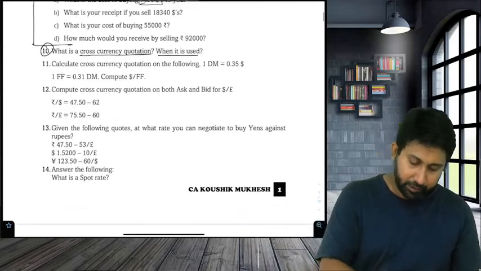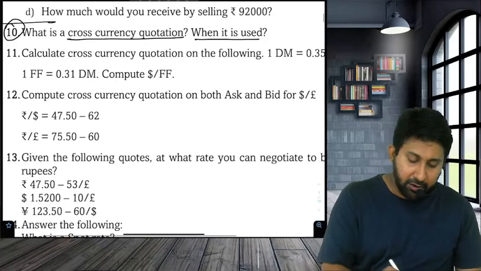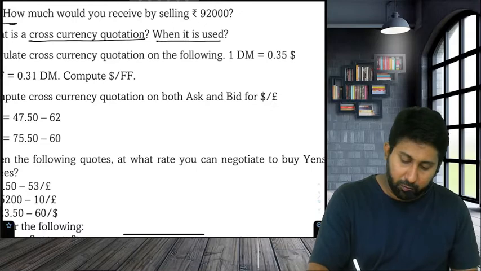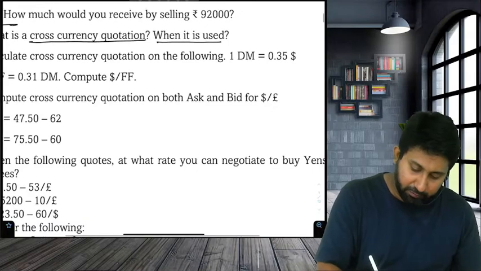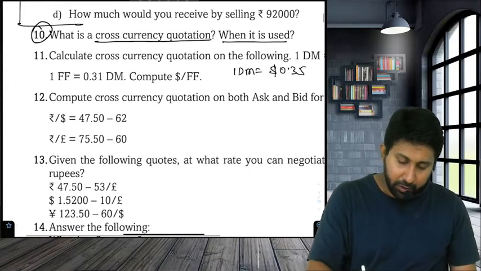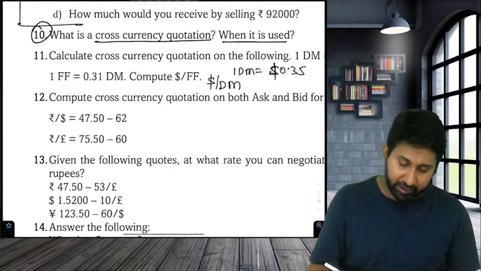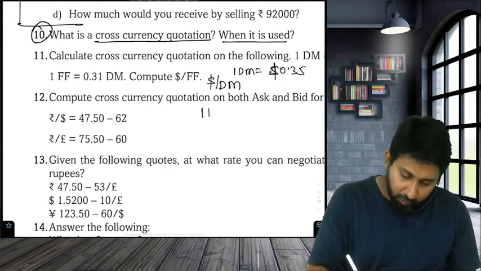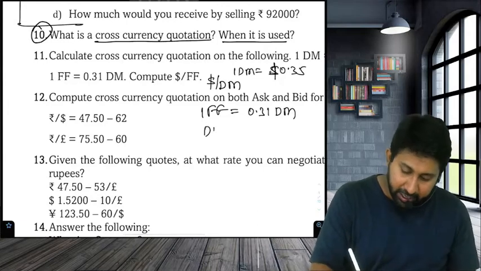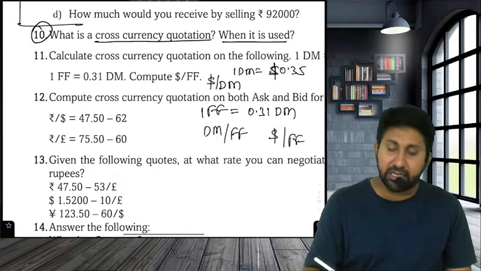Okay, see this. Calculate cross currency quotation on the following. 1 DM equal to $0.35. Okay, what is traded now? Dollar by DM is traded. Next, 1 FF equal to 0.31 DM means DM by FF is also traded. I want dollar by FF.